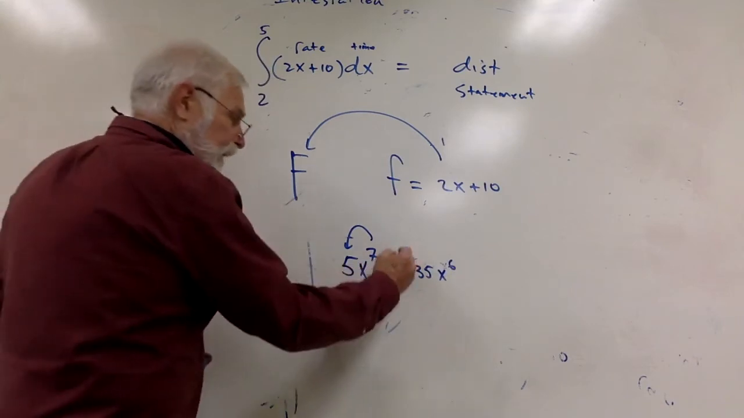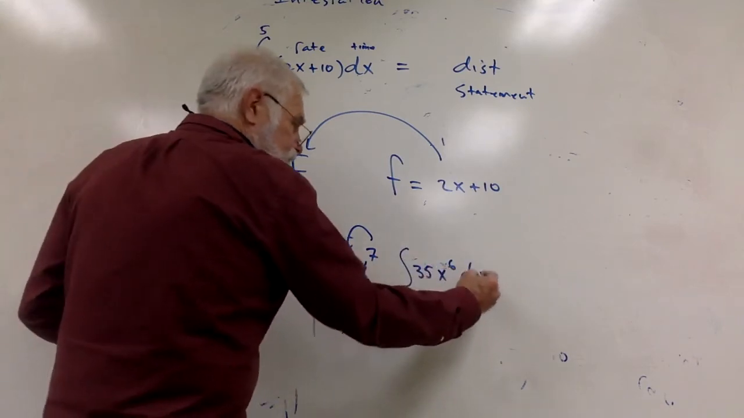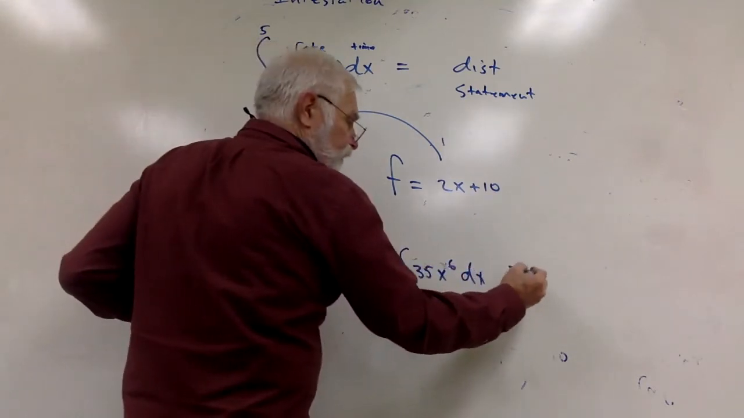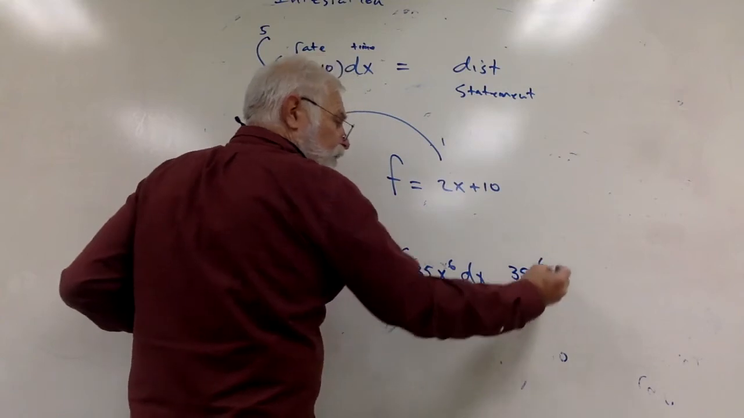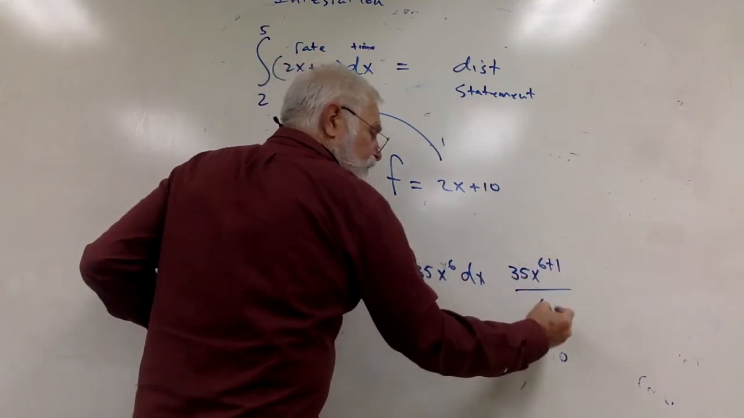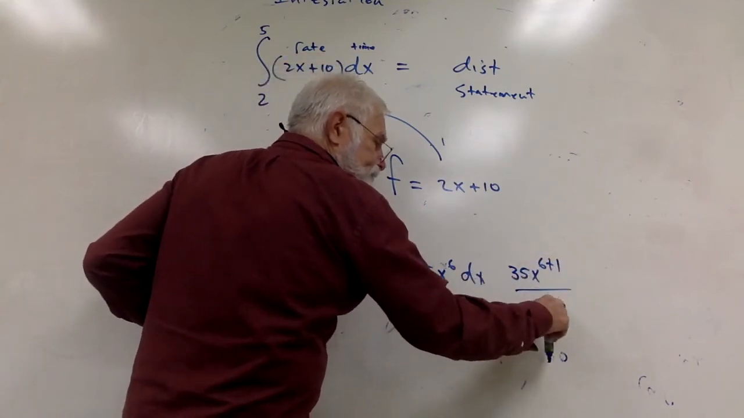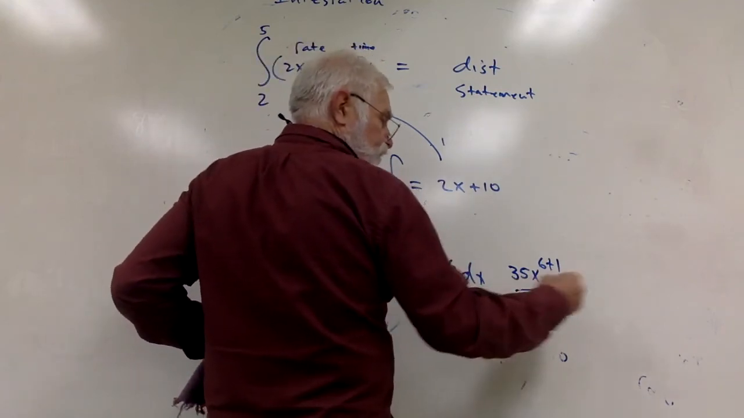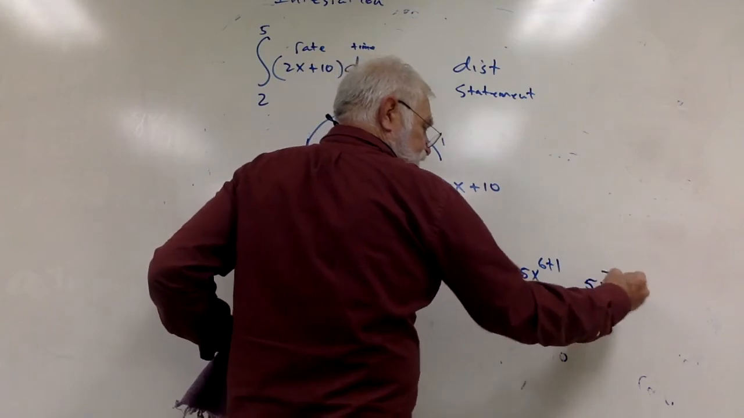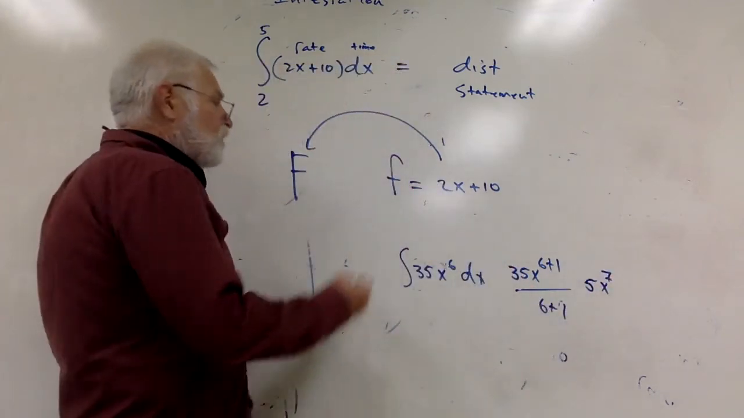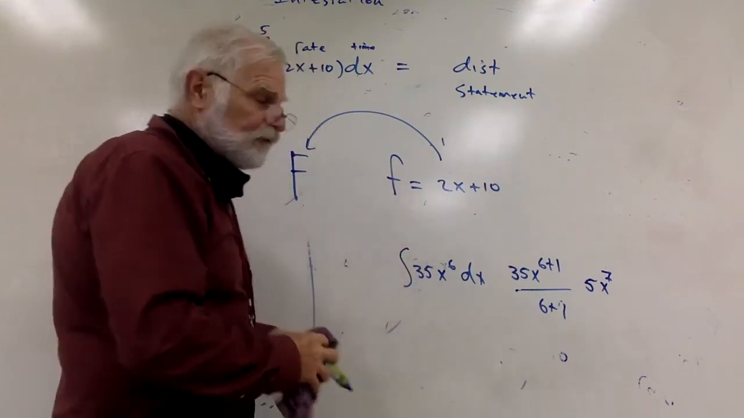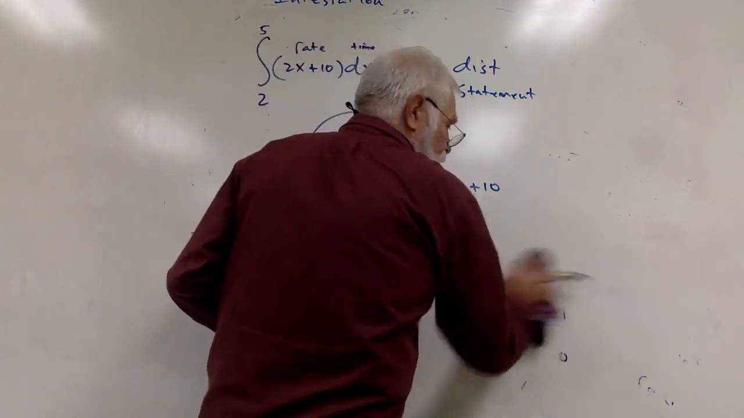If I looked at the area under this curve, I would take 35x to the 6th, add 1 and divide by that number. 6 plus 1 is 7, into 35 is 5x to the 7th. You can see how I can go from little f to big F and big F to little f. So we're trying to learn just the mechanics of that.